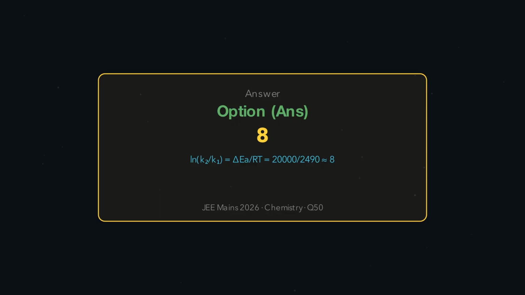Reaction 2 is roughly 3,000 times faster. That is the power of even a 20 kilojoule difference in activation energy. Remember this master formula, ln of K2 over K1 equals delta EA divided by RT.